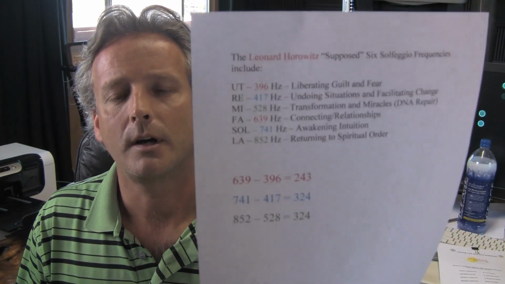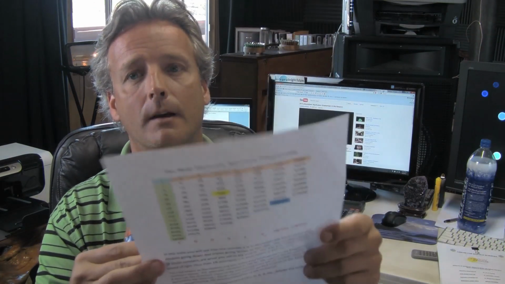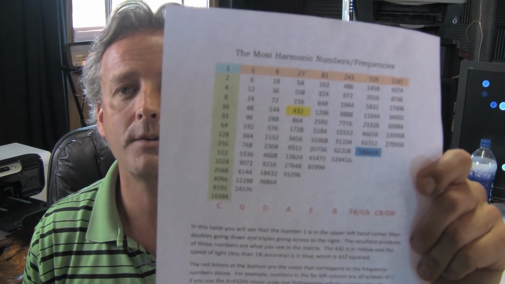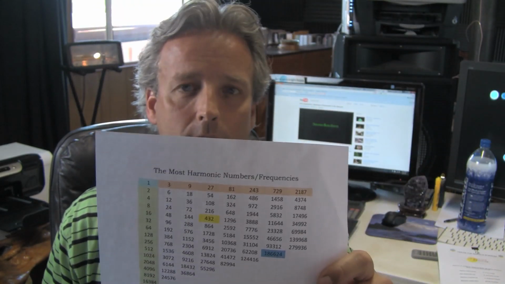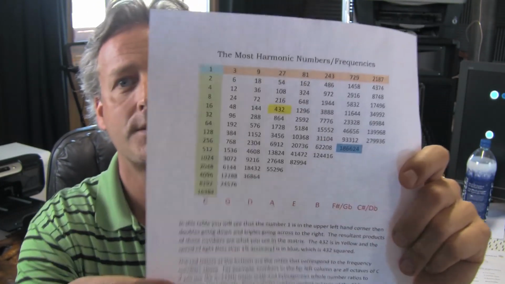The Leonard Horowitz solfeggio scale is Marko Rodin's family number groups that don't move. They're the energy pathways. They are not frequencies. The frequencies that go through the coil are the 432 and all of its harmonic numbers, all of its related frequencies, using Pythagorean tuning. Okay, so let me show you what this is.